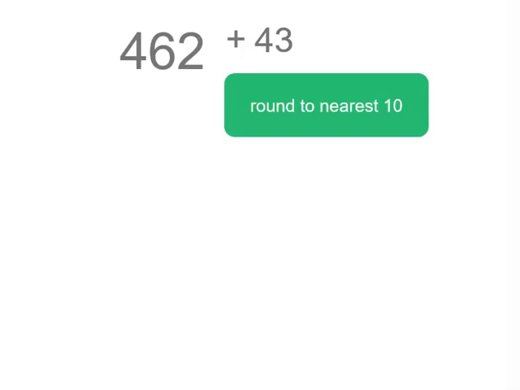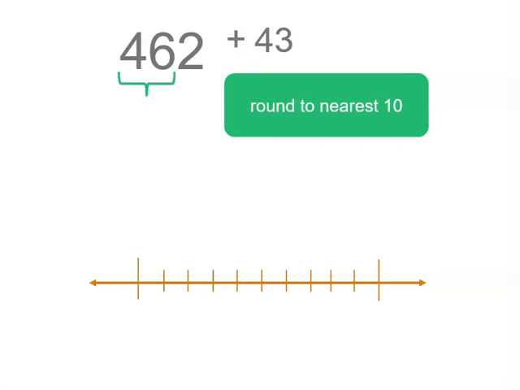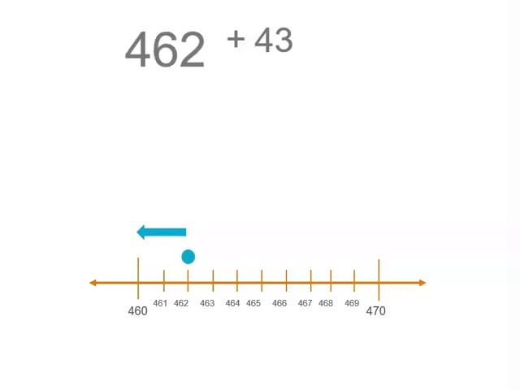So 462, if we think of a number line, we're rounding to the nearest 10. So that's got 46 tens, or 460, but it could be rounded up to 470. So that's how we choose the endpoints. And in between, each tick represents one again. Now the number 2, have a look there, it's closer to 460. In fact, there is a rule for that, and we're going to look at that in a minute as well, because you don't want to do a number line all the time.